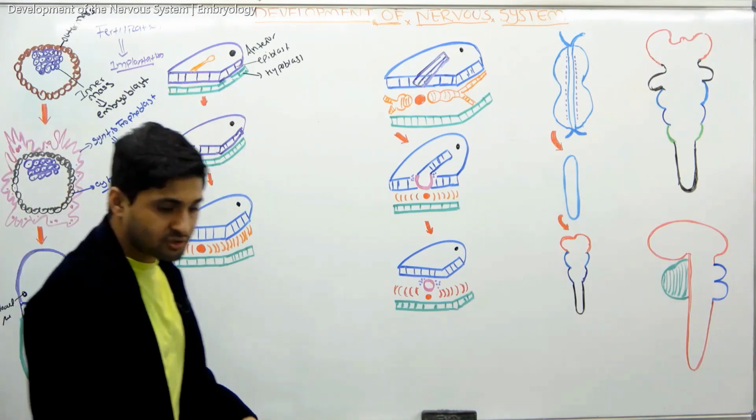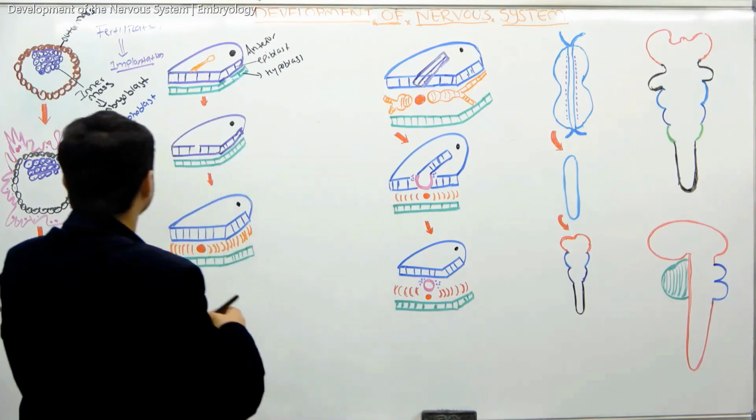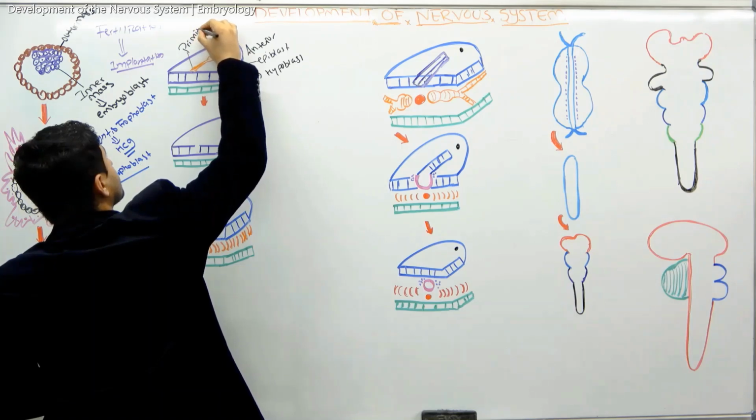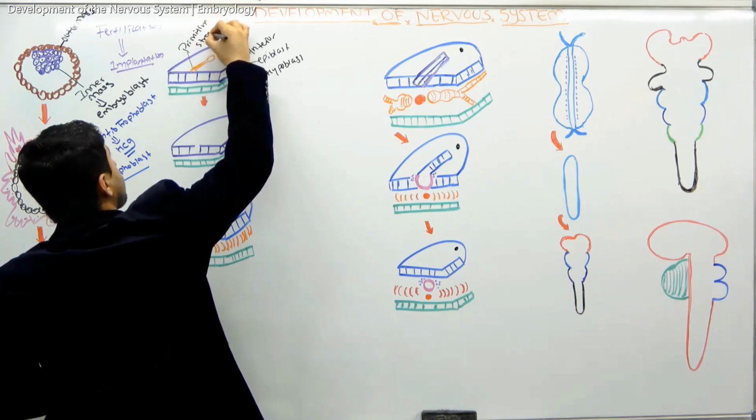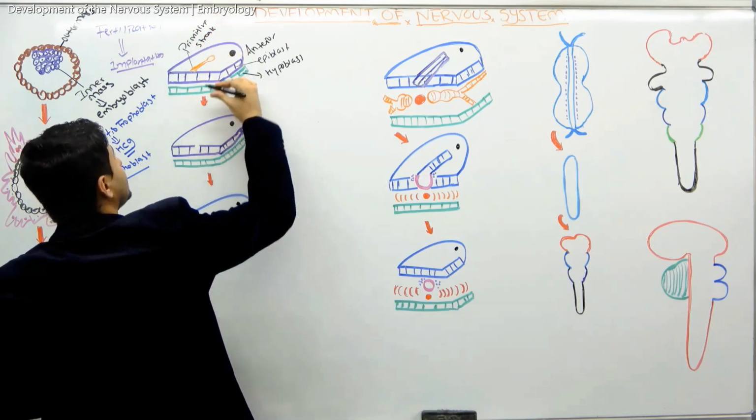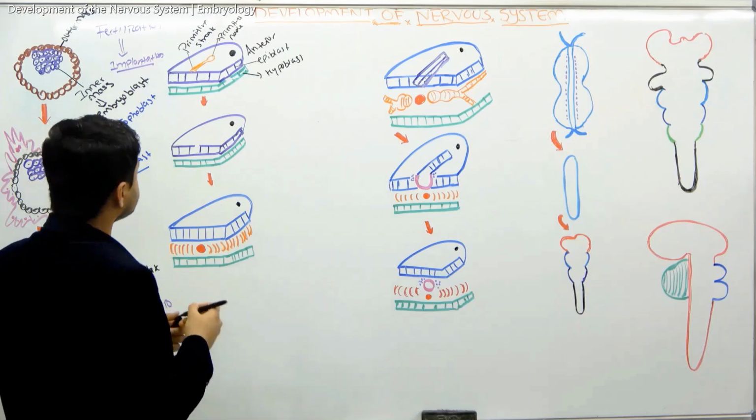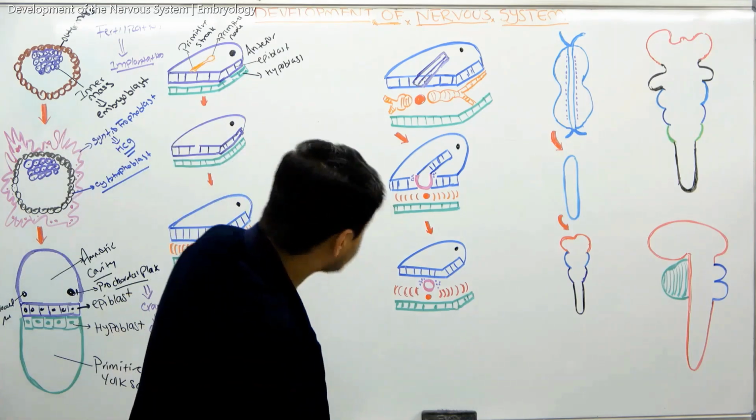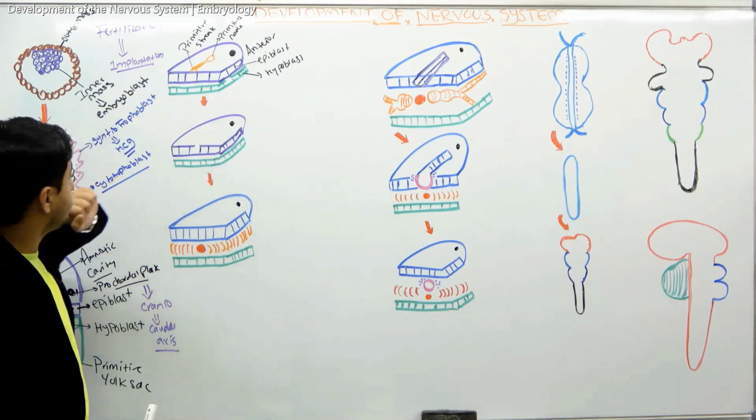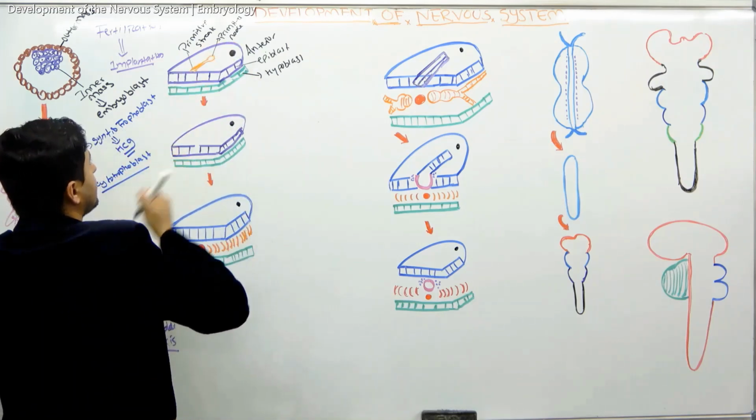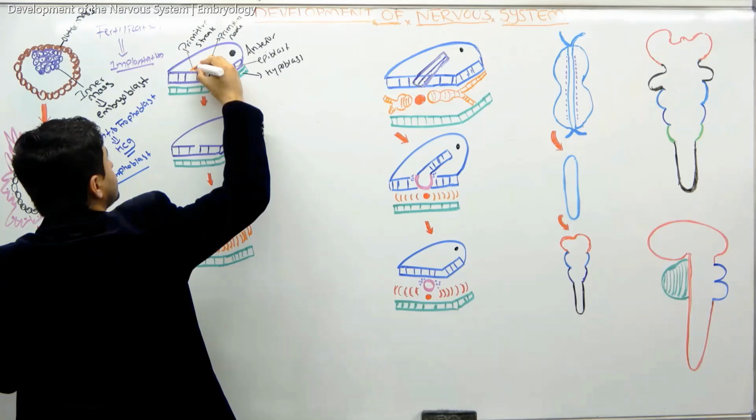And this structure is called your primitive streak. And this knob-like structure right here is what's called your primitive node. Now, this is what's happening down here. You saw there is a thickening structure right here, and if I quickly draw this, it's going to be a structure like this.